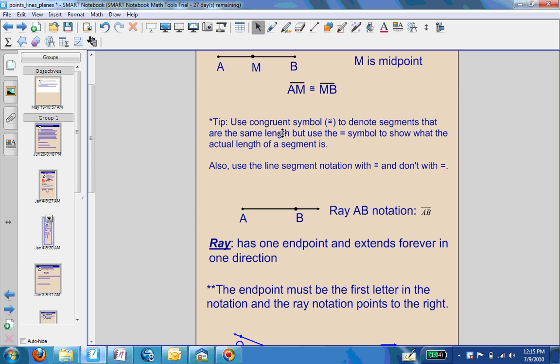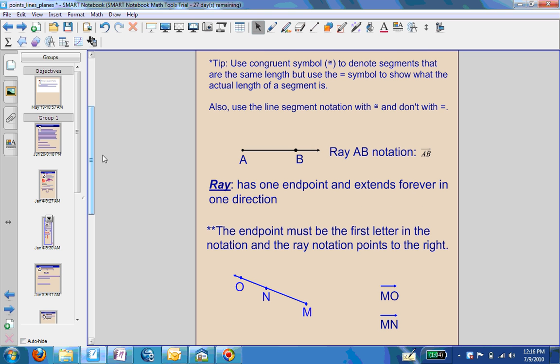So here's a tip with notation. You want to use the congruent symbol to denote sets that are the same length. Use the equal symbol to show what the actual length of the segment is. And we'll see more examples of that later. Also, use the line segment notation with congruent, and don't with equals.